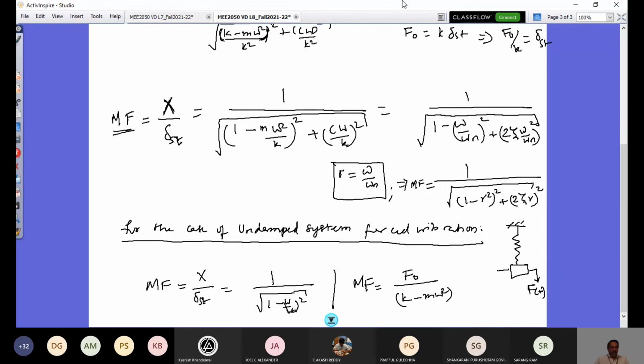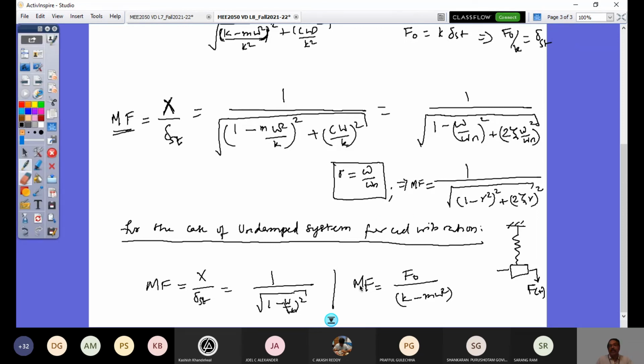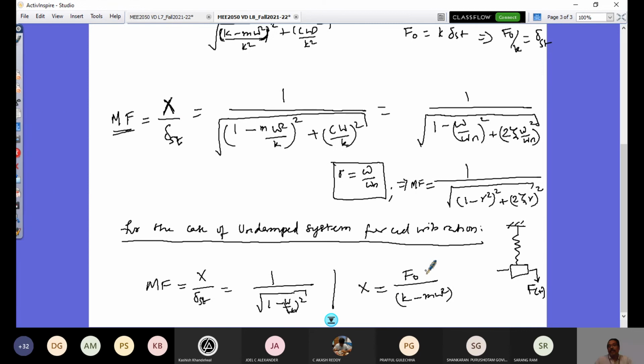Sorry, this is not the magnification factor, this is amplitude. X would be equal to this. If I divide this by k and by k, I get this form, and here it's going to be delta st that I bring in. So from this, my amplitude of response is going to be only f naught by (k minus m omega squared). Whereas in forced damped vibration, another element comes into the picture.